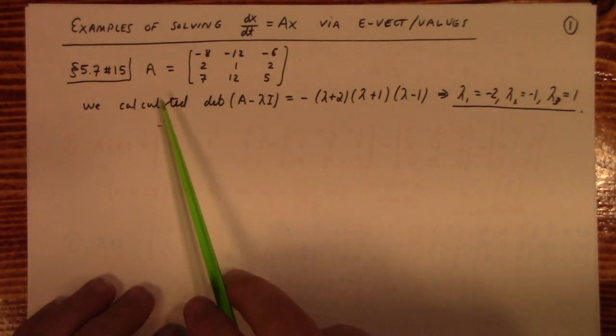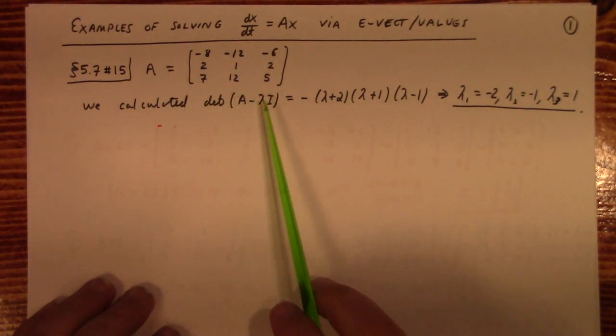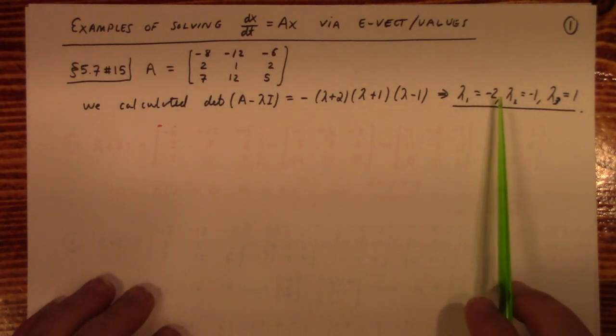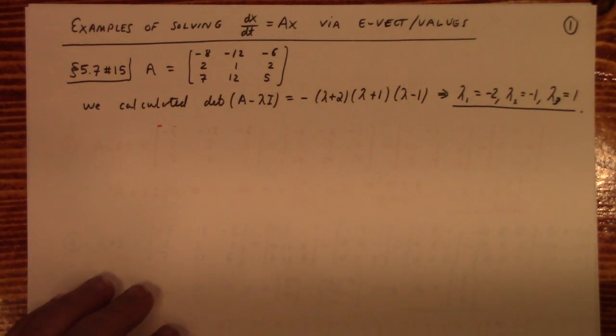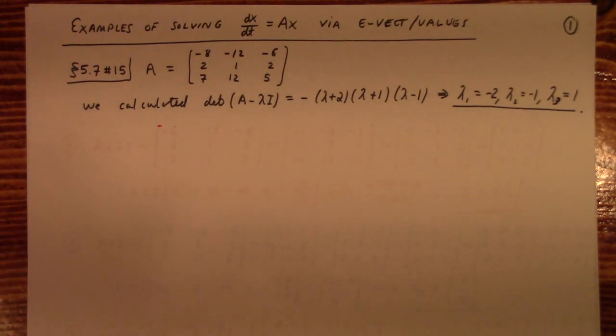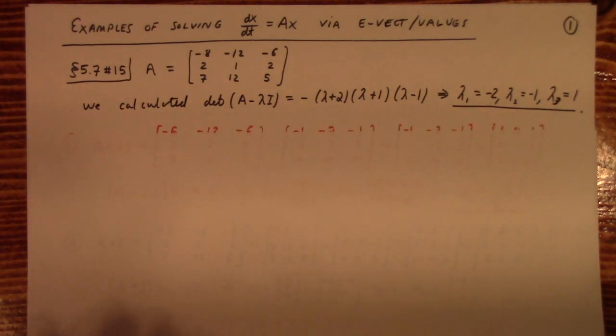We got this far. We calculated the determinant in class. We figured out that the eigenvalues were -2, -1, and 1. Of course, I was annoyed because I wanted a complex example. But let's finish the example. I'll do it quickly here.